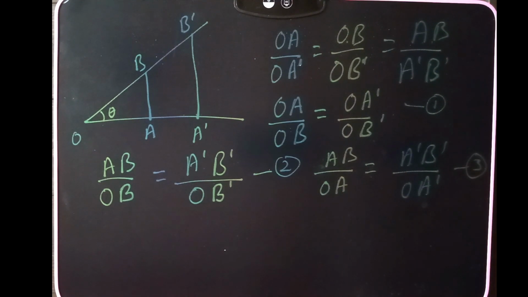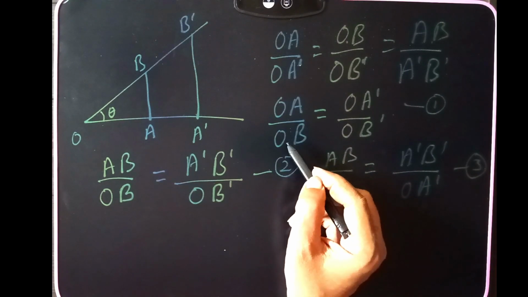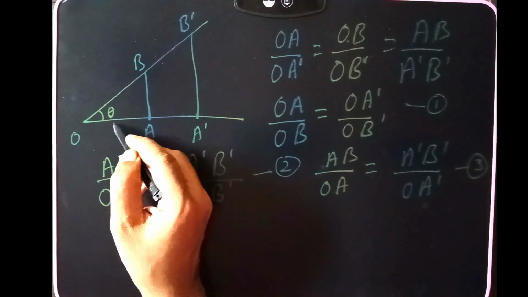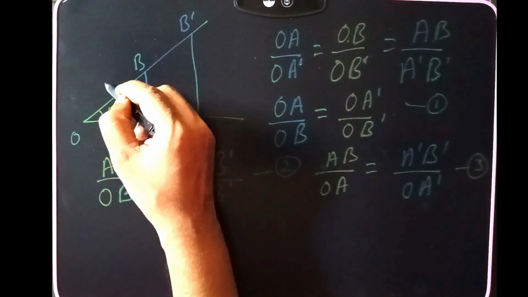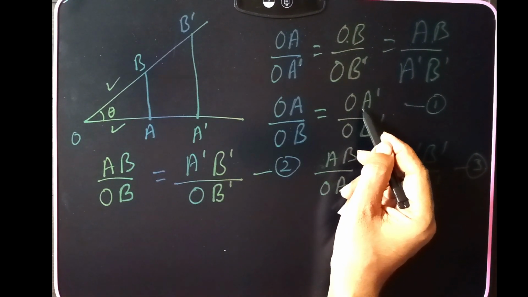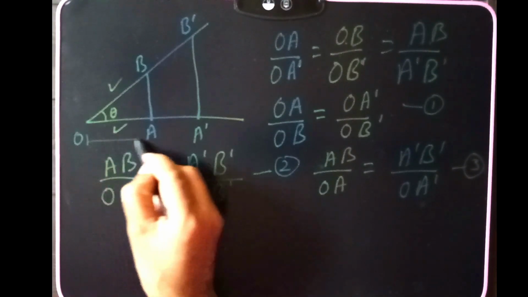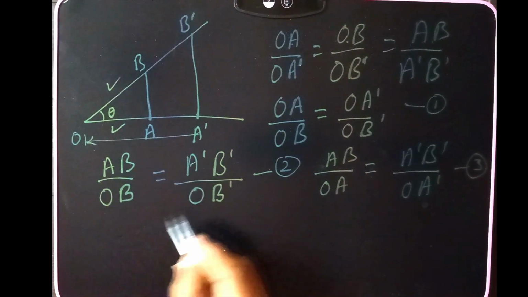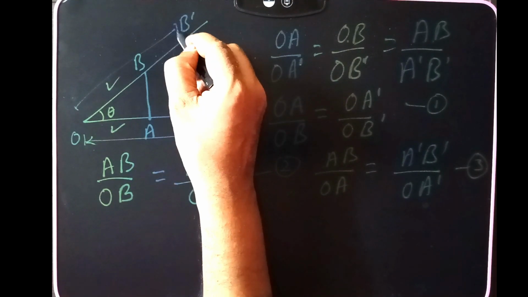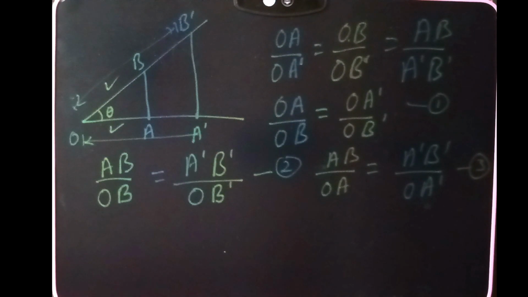So what is this actually saying? If you look at OA, this is one side, and OB is this side, OA dash is this entire side, and OB dash is this entire side. So what it says is that the ratio of any two sides of a right angle triangle does not depend on the size of the triangle. It depends only on the angle of the triangle.